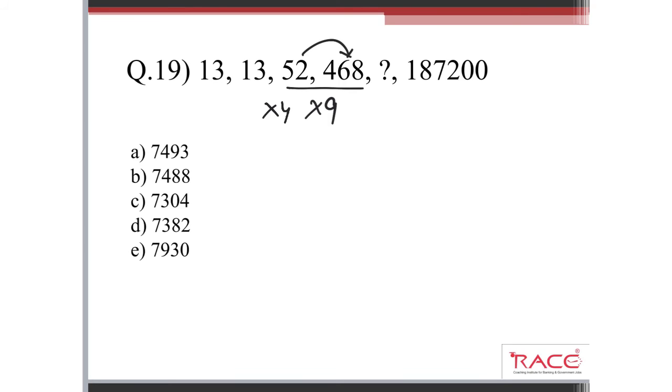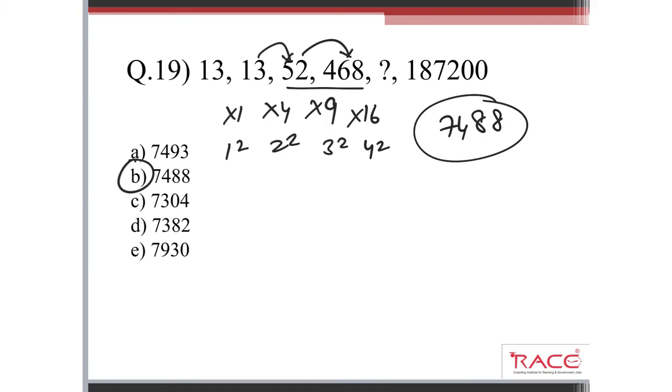Here if I multiply by 4, we have 13 to 52. So 2 square, 3 square, here 1 square. So next, you can easily see 1 square, 2 square, 3 square. Next it will be 4 square, that is 16. So if I multiply by 16, I will get the answer: 16 into 8, 128, then 16 into 6, 96 plus 2, 98, 108, 10, 16 into 4, 64 plus 10. So 7488 is my answer.